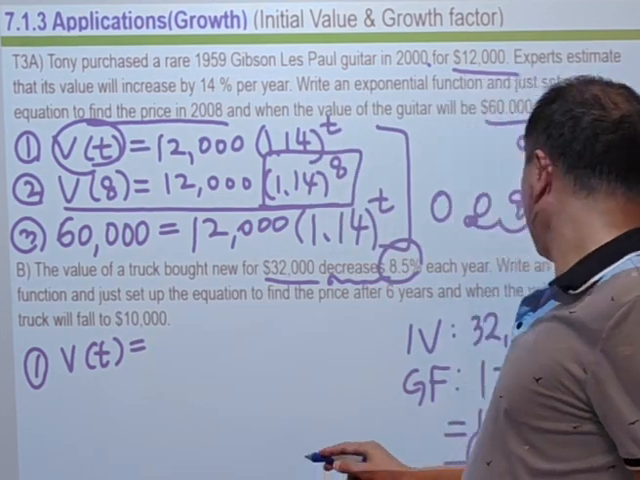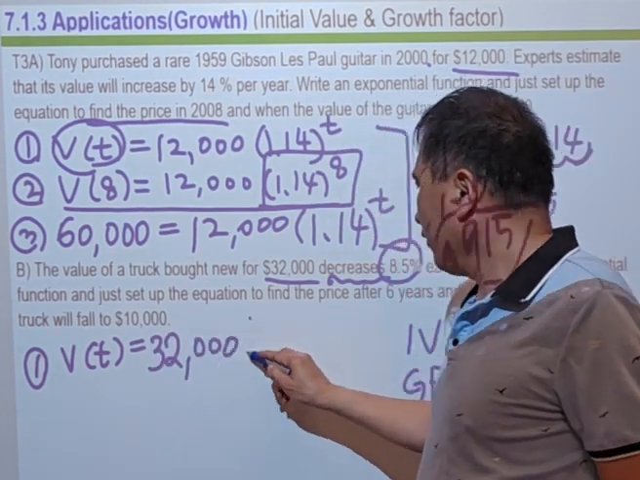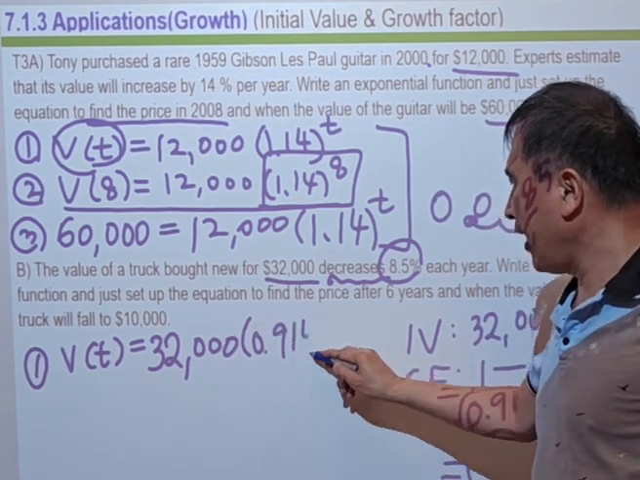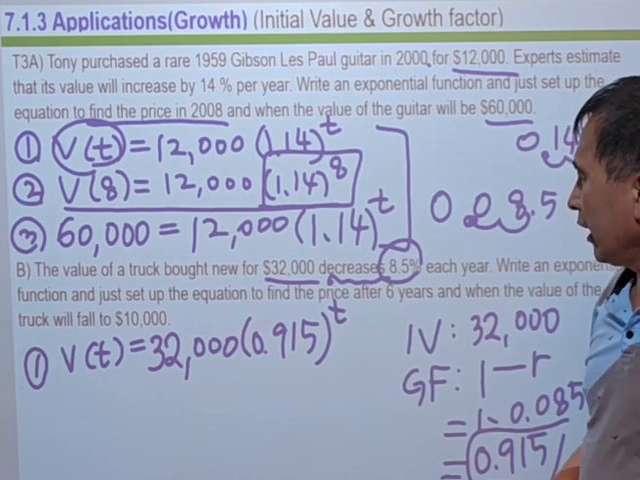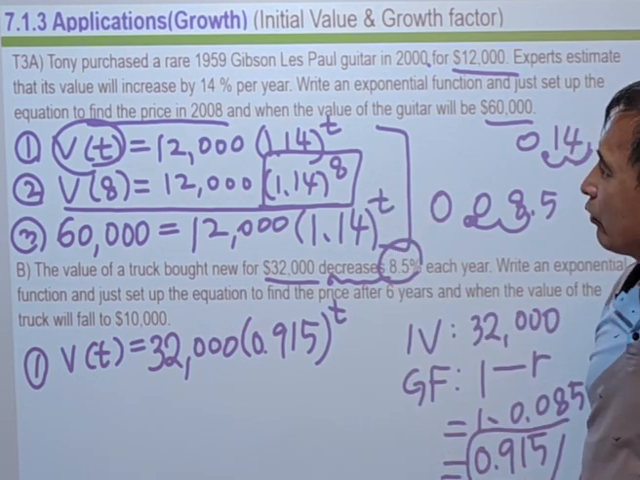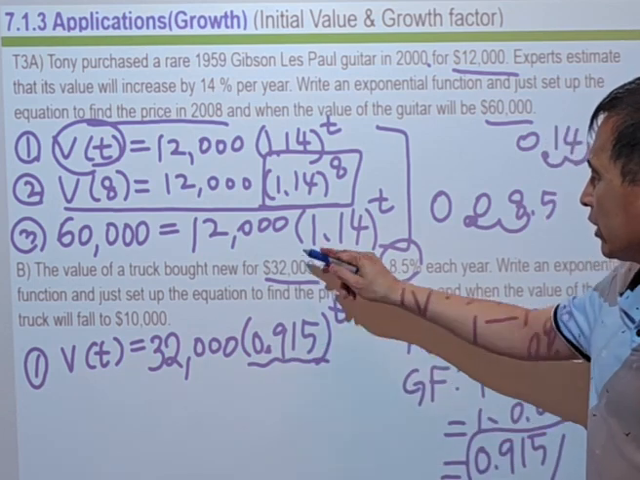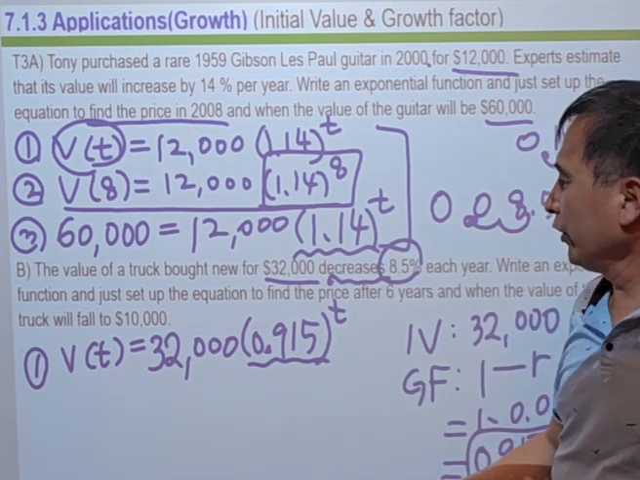So the equation here is the same: V(t), the value in t years, equals the initial value 32,000 times the growth factor 0.915 to the t power. This is smaller than 1, so you can say decay factor. You can still call it the growth factor, but when it's smaller than 1 you can say decay factor. When it's bigger than 1 you call it growth factor.